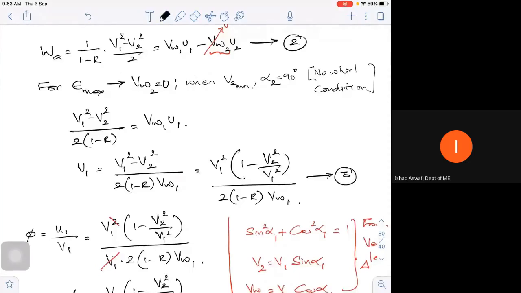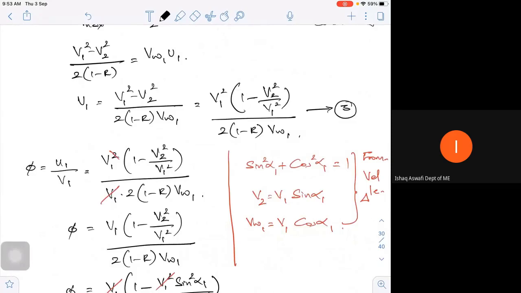Now let us substitute for phi. What is phi? Already we have defined it. Phi is the ratio of the tangential component of velocity to the absolute component, that is U by V1. I will substitute for U1: V1 square into (1 minus V2 square by V1 square) divided by 2 into (1 minus R) into VW1, into V1. For the simplification, they're all simple mathematics.